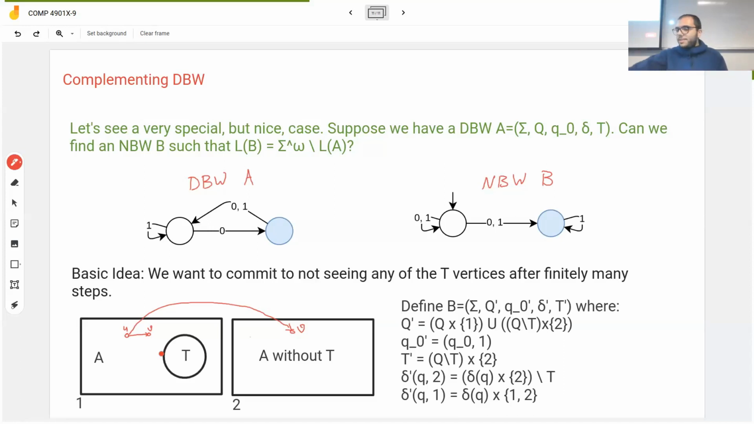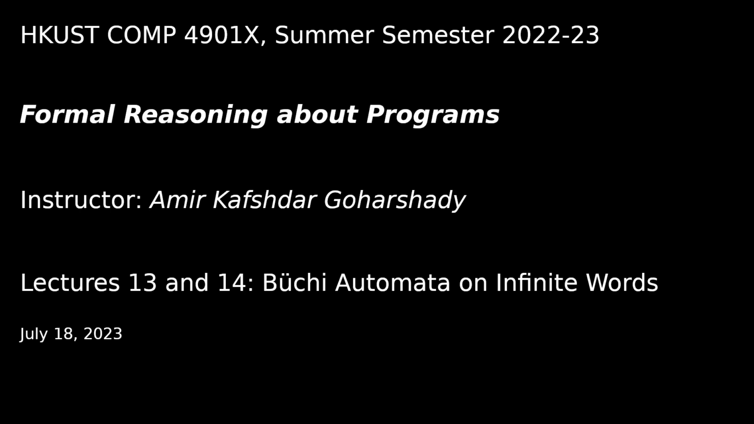So yeah, that's it for this session. We saw that if you have a DBW, it's possible that you cannot complement it and get another DBW, but you can always get an NBW as the complement, and it's easy to compute that.